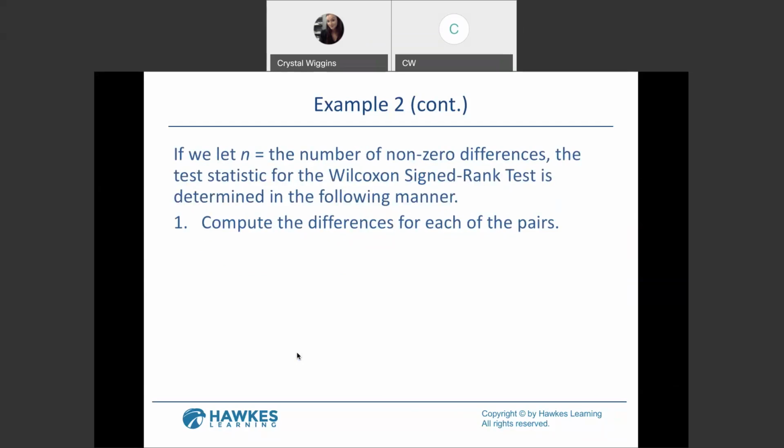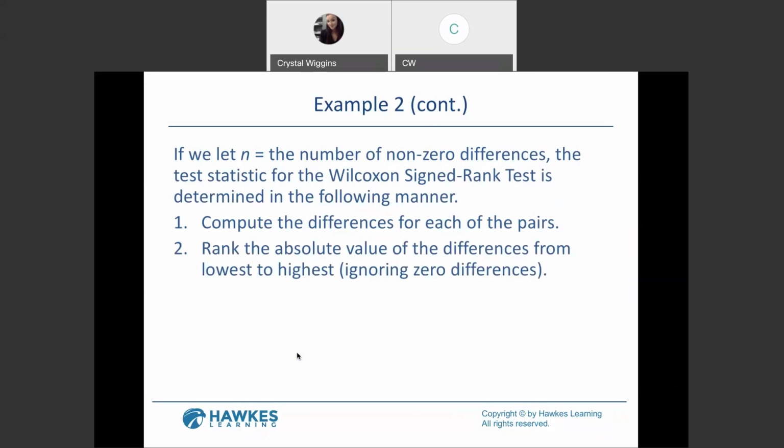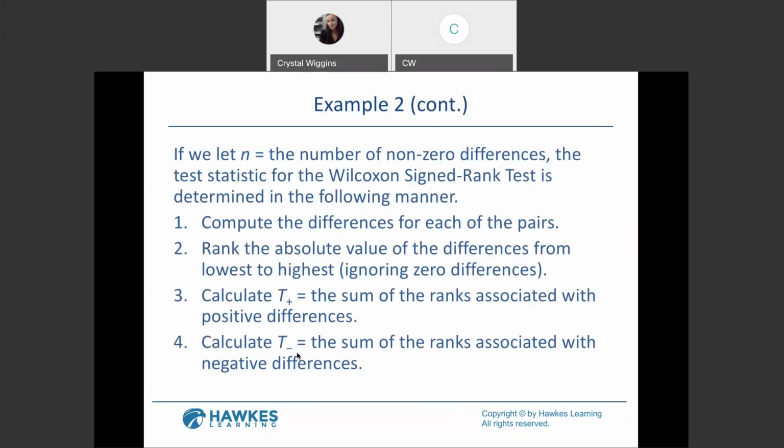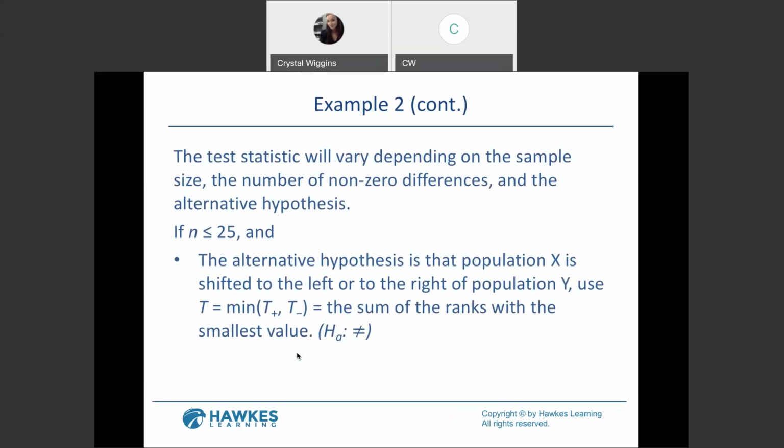First thing we do is compute the differences for each pair, so we did that. We rank the absolute values of the differences from lowest to highest, ignoring zeros. We calculate the positive sum, and we calculate the negative sum. The test statistic will vary depending on the sample size, the number of non-zero differences, and the alternative hypothesis.